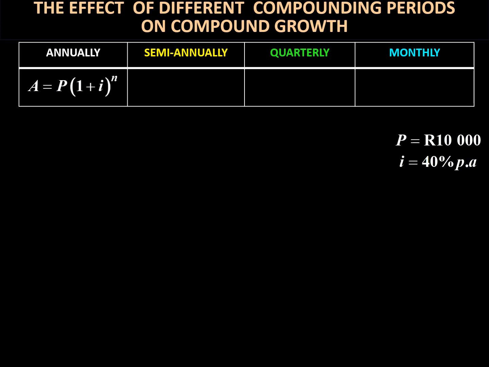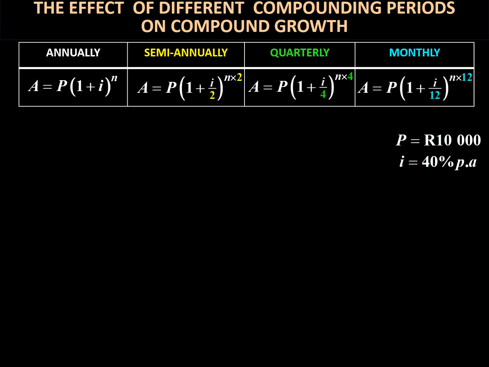So that will be the formula to use for annually. Semi-annually, there are 2 periods in a year, so we divide by 2 and multiply n by 2. Quarterly, there are 4 quarters, so we divide by 4 and then multiply n by 4. Monthly, that will be divide by 12 and multiply n by 12.